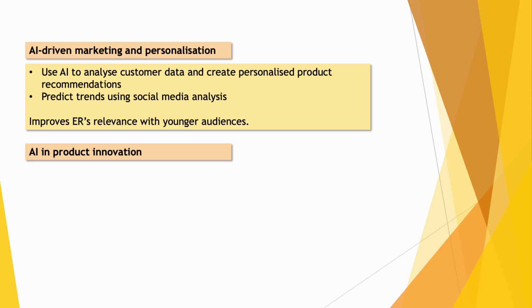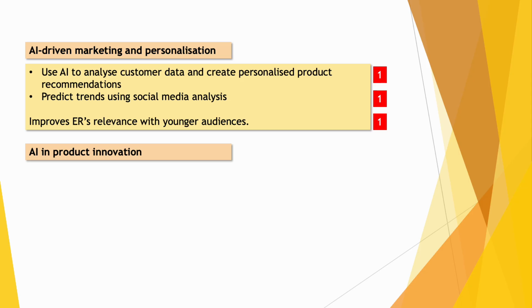And actually we could also use it as a big data analysis thing where we use it to predict trends using social media analysis. So it would really help not only find customers, but it would also help us hopefully improve our relevance with those younger audiences that we need to tackle and tap into. So again, you get 3 or 4 marks for each of these, as long as you discussed it and your focus was on how it would actually help and how it would be used.